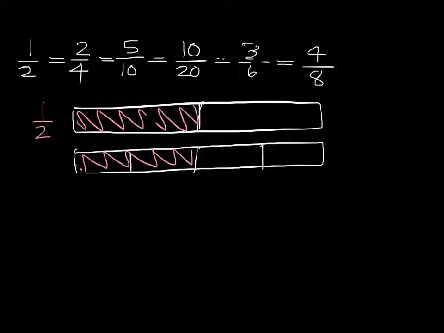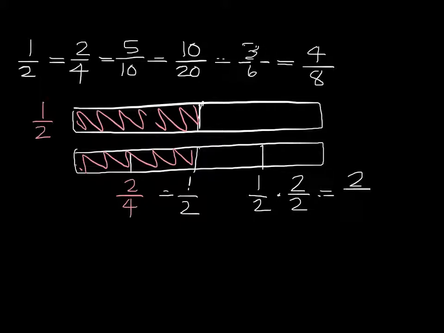So this is 2/4. But 2/4 is the same as 1/2. Because what we did, ladies and gentlemen, is we took 1/2 and we multiplied it by 2/2. And when we do that, we get 2/4.